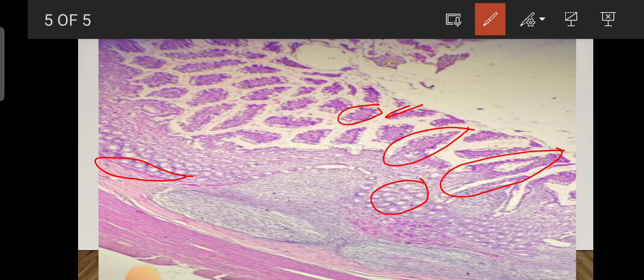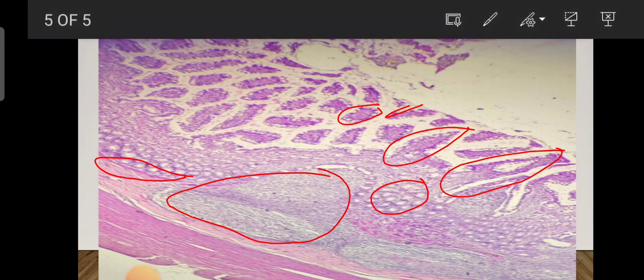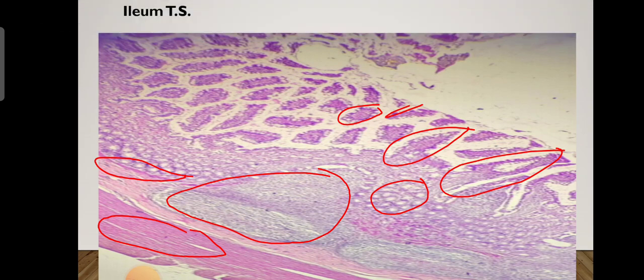are deficient or present in very small quantity. Then we have the submucosa, which is containing these Peyer's patches. These Peyer's patches are nothing but the collections of lymphoid cells. This is the identifying feature of the ileum. Then below the submucosa we have the muscularis externa layer, which is composed of inner circular and outer longitudinal muscles, and outermost is the serosa. So these are the points of identification of transverse section of ileum.